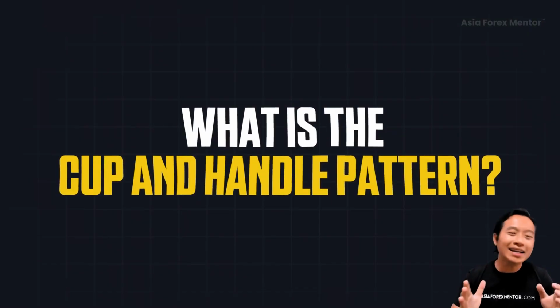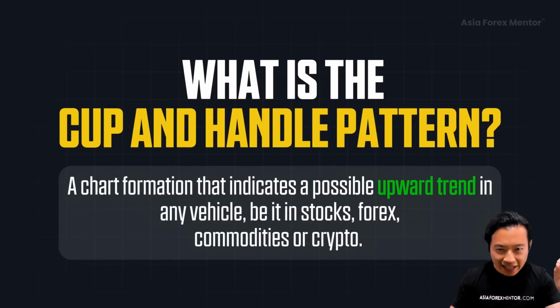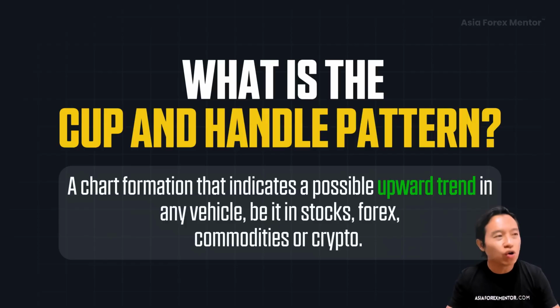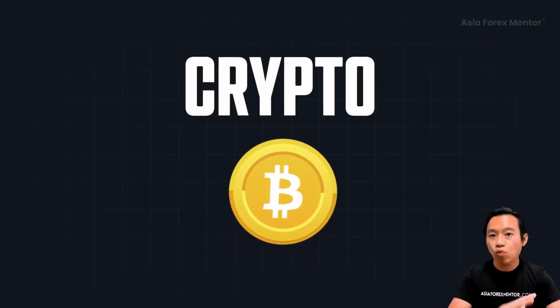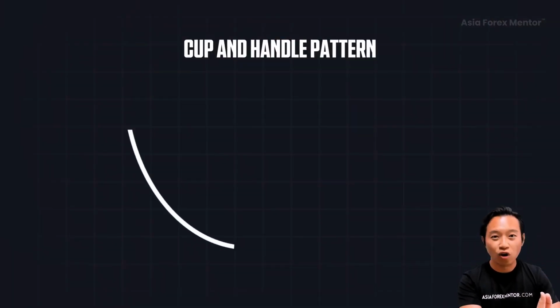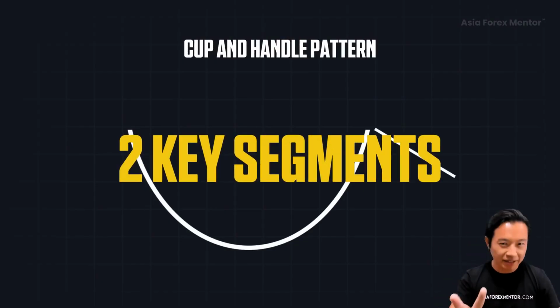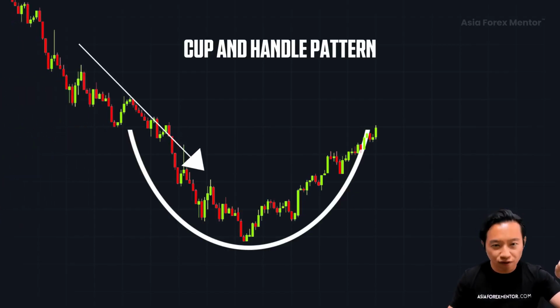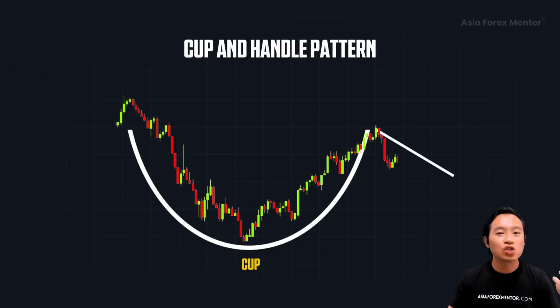So first off, what is the cup and handle pattern? The cup and handle pattern is a chart formation that indicates a possible upward trend in any vehicle. Whether you are trading stocks, Forex, commodities, or crypto, it works the same. It gets its name from its teacup shape, which is made out of two key segments. The pattern first forms a U shape, or what we call the cup, which is followed by a consolidation, which is what we call the handle. Here's how it looks.